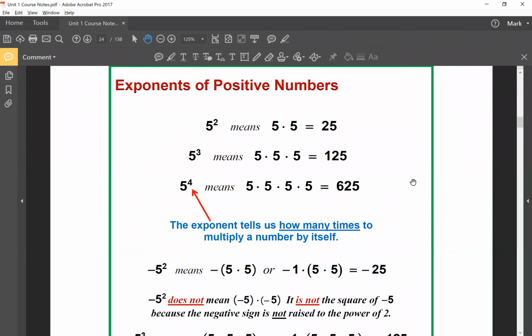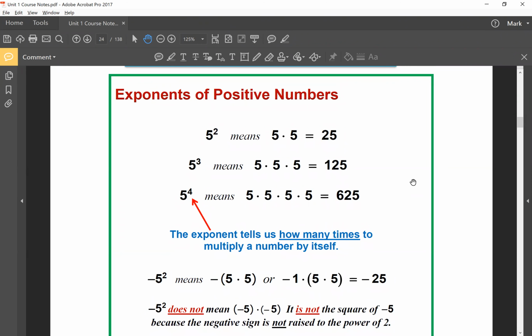Anyways, the exponents of positive numbers. So we'll look today at positive and negative numbers. So this here, I would say 5 to the power of 2. 5 squared means 5 times 5, which is 25. 5 to the power of 3 means 5 times 5 times 5, 125. You can do all of this on your calculator.